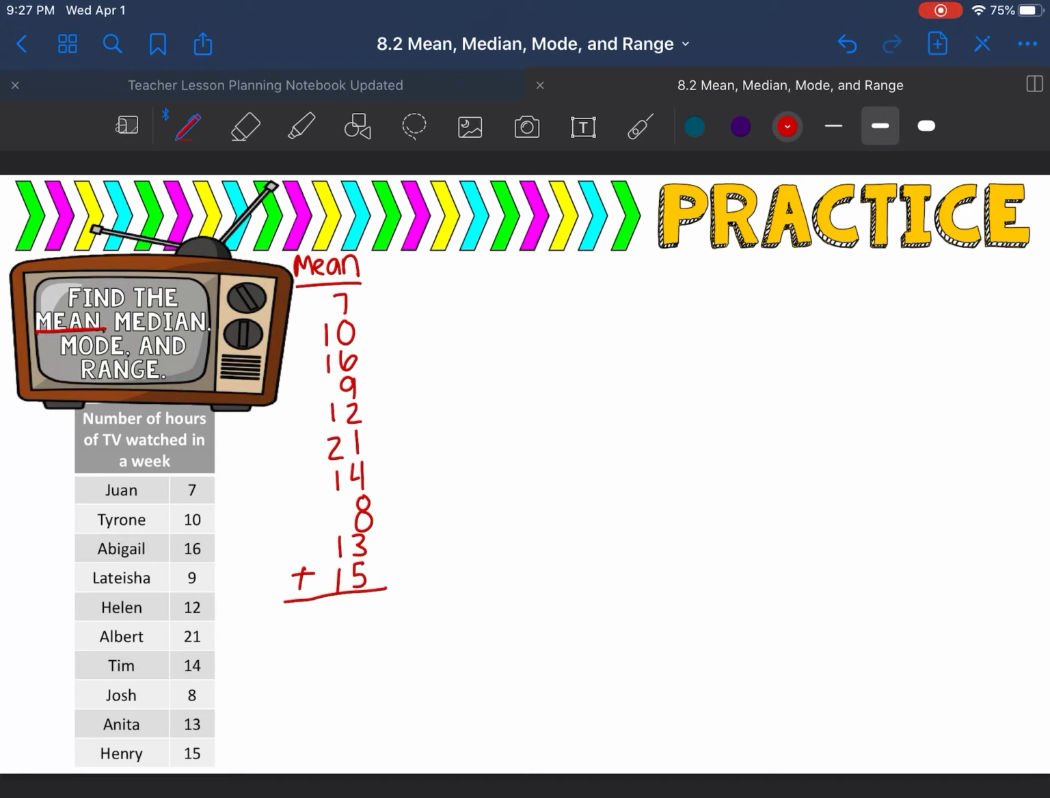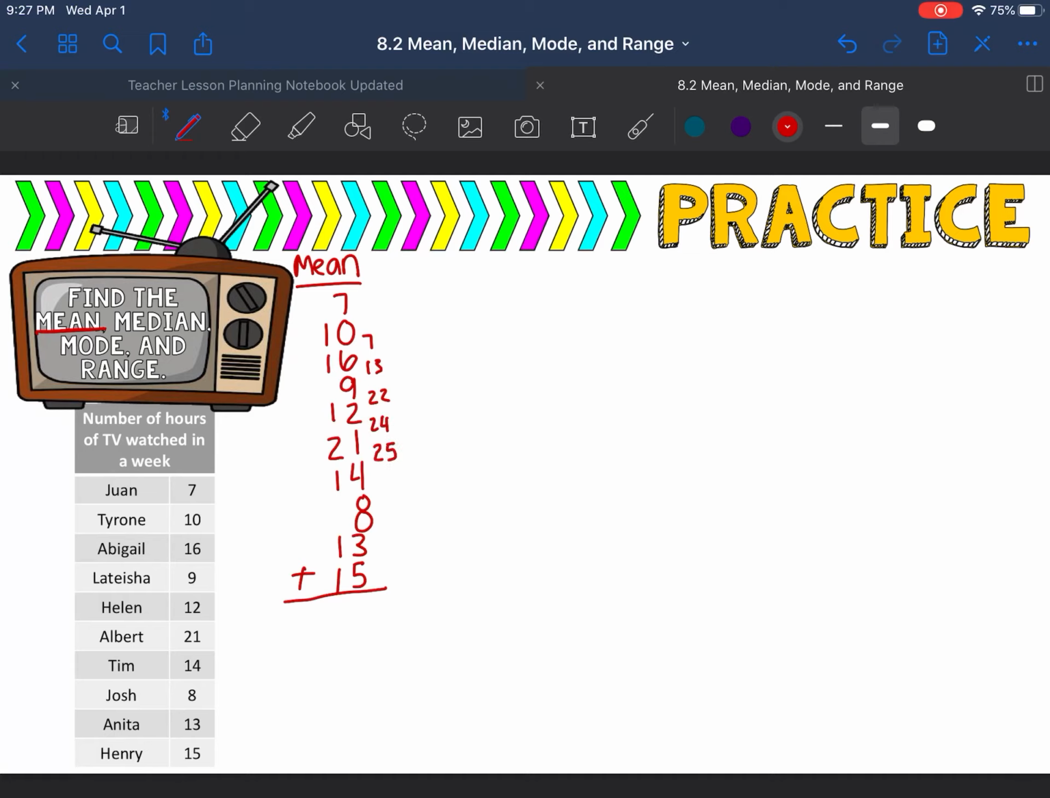Remember, if you want to add it up differently, that is fine. I'm just adding it up the easiest way for me. So 7 plus 0 is 7. 7 plus 6 is 13. 13 plus 9 is 22. 22 plus 2 is 24.